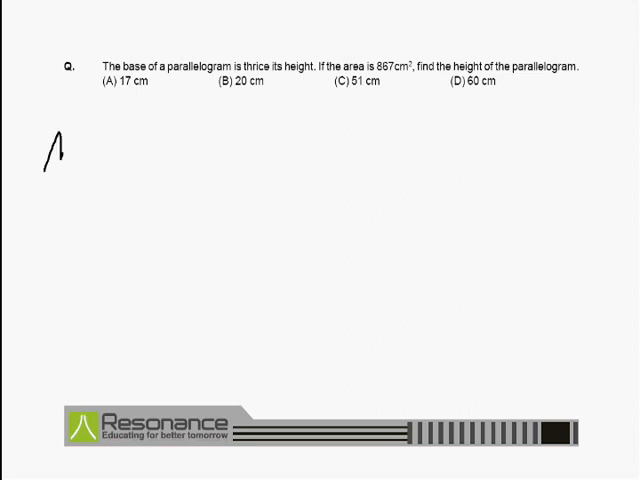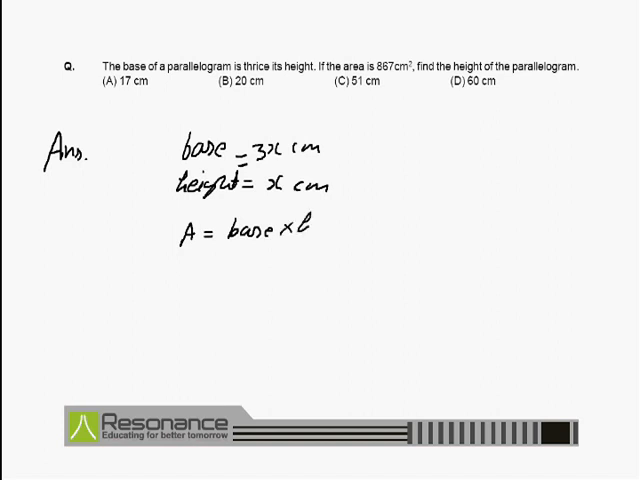So let us assume that the height is x centimeter. According to the question, the base is thrice the height. If the height is x, then the base becomes 3x centimeter, and we know that the area of the parallelogram is equal to base times height.